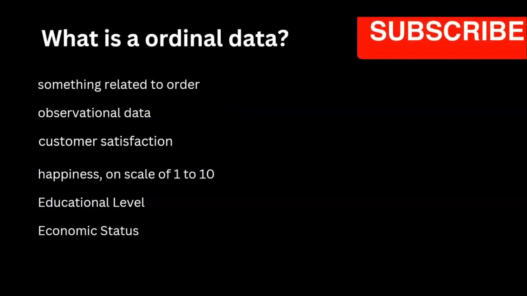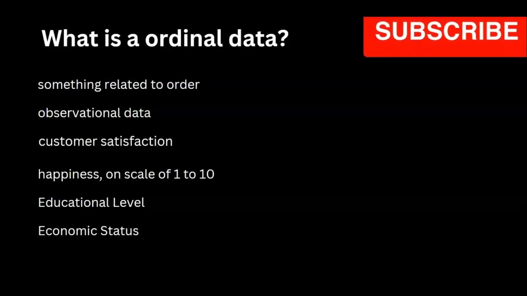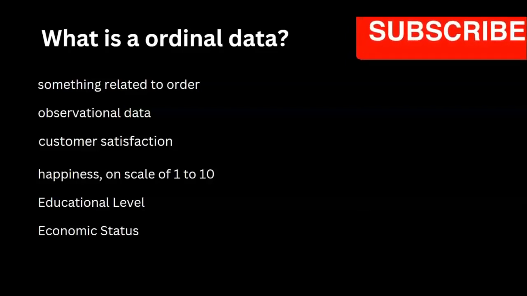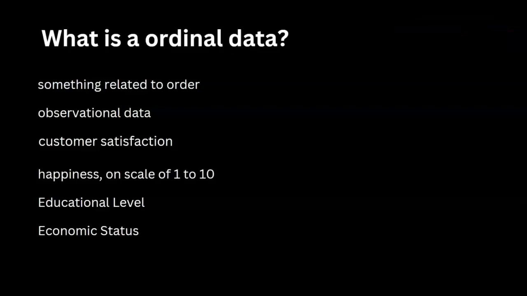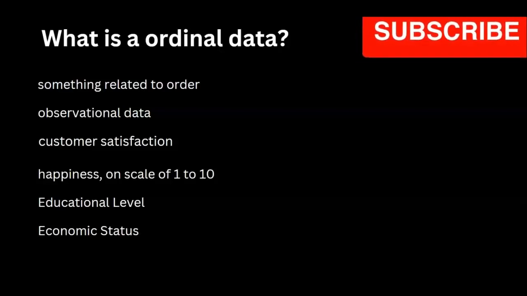So what is ordinal data? That is the next. We have two kinds of categorical data, nominal and ordinal. Nominal we discussed, and ordinal is something related to order, whereas nominal is not related to order. It is the observational data, like anything that you scale on. Like how happy are you, how do you scale yourself, what is your education level, whether it is primary, secondary, or higher, what is the economic status, like you have a hierarchy of economic status. So that is hierarchical data, and it is observational data. And that is known as ordinal data.